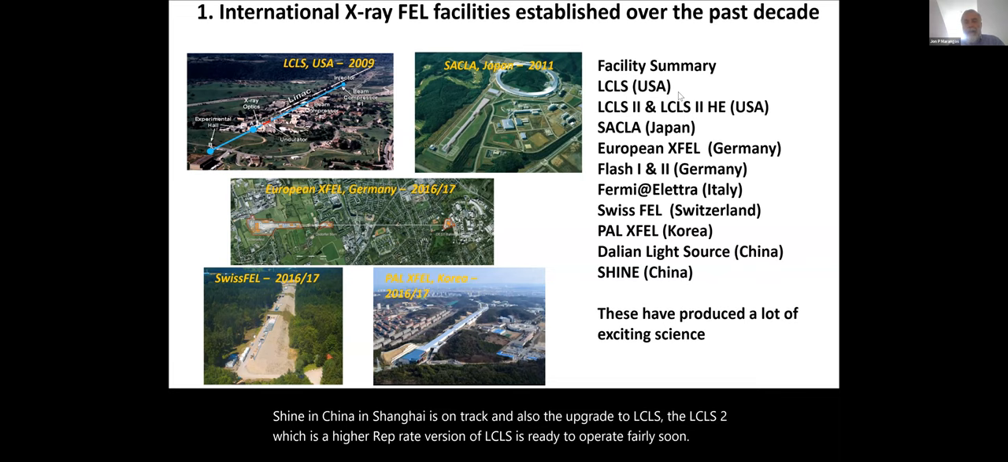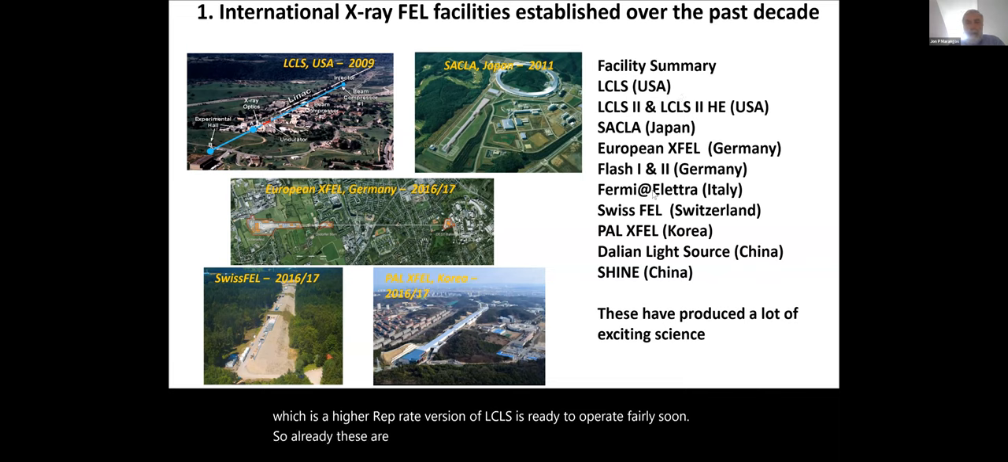So already these have produced a lot of exciting science, but our brief in the science team for this UK XFEL project was to look at what future opportunities could open up with predicted improvements in XFEL performance, and we'll summarize what those are in a moment. But first of all, maybe I should say a few words about the sorts of measurements one does with these machines.